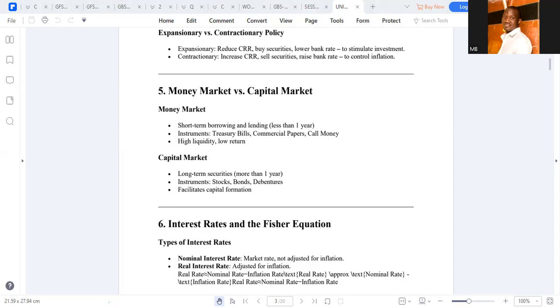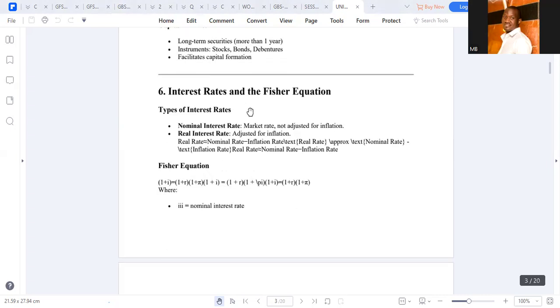Okay, and capital markets are long-term, for more than a year. These instruments include stocks, bonds, and debentures. The characteristics are that they facilitate capital formation and have higher returns, and they're important in financing infrastructure. So this is in the types of market.